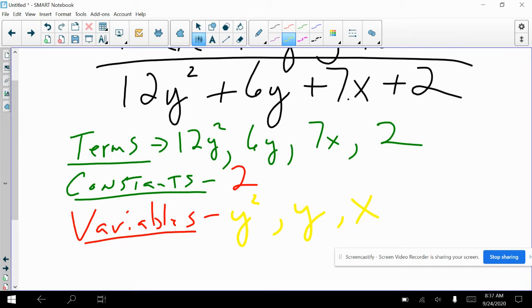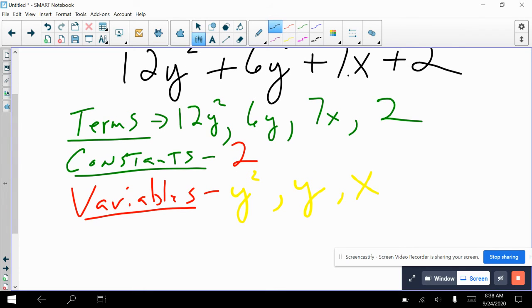Okay? And I guess sometimes I like to teach this as pieces of fruit. Y squared is not the same piece of fruit as y, because it has a little 2 up there. That's totally different. That means something. Now, if we didn't have the little 2 up above y, then what variables would we have? We would just have y and x. That is correct. Very good. And the last one you should know.